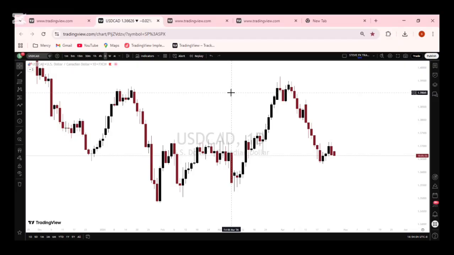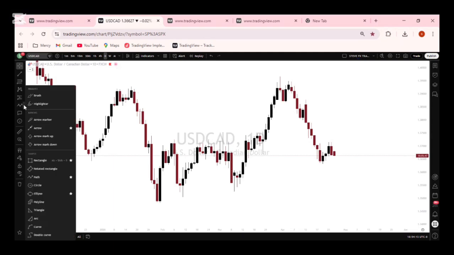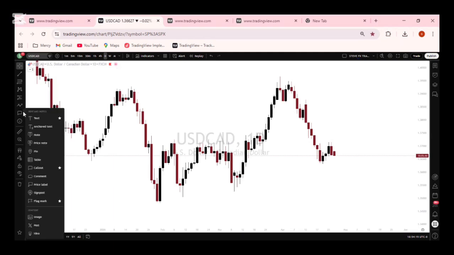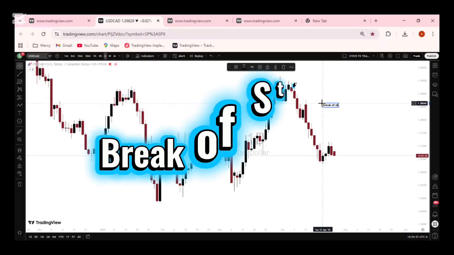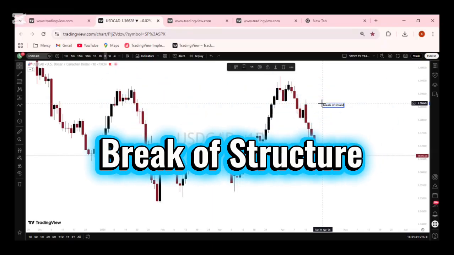So the first one that we are going to be talking about is the break of structure. And the next one will be a change of character. And the last one will be a shift of market structure. So let's take the first one, which is a break of structure.